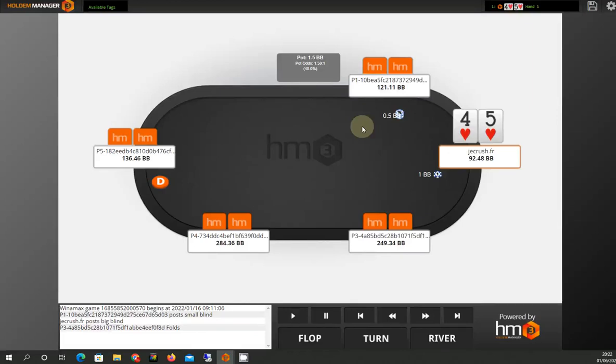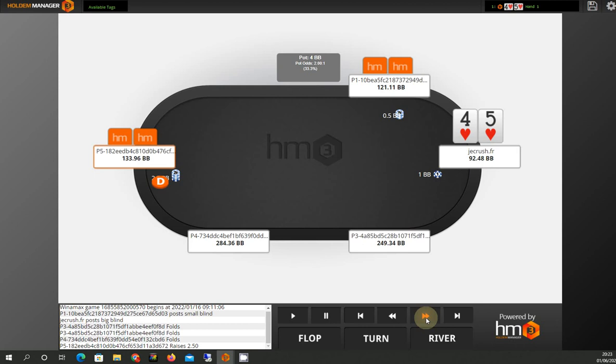Hi guys, so last week I reviewed the spot where I had 5-4 suited and I 3-bet from the big blind against the button. Feel free to check the video online on Instagram. It's been uploaded last week. I explain why I do that. I explain many details which are very important in order to understand the hand perfectly.